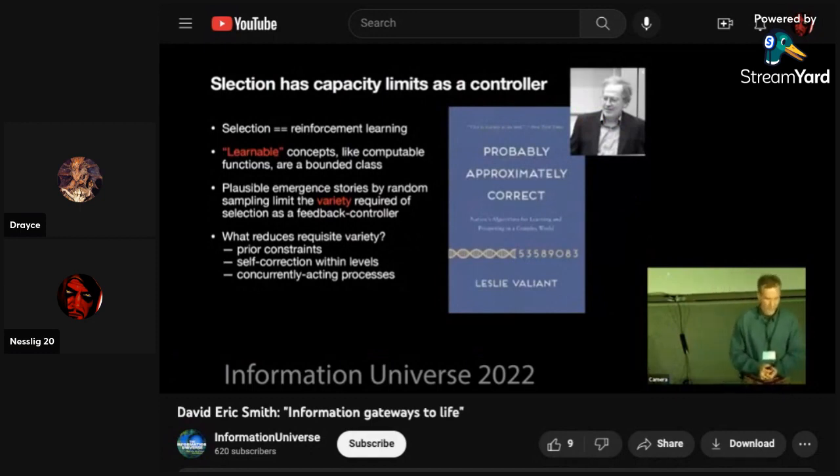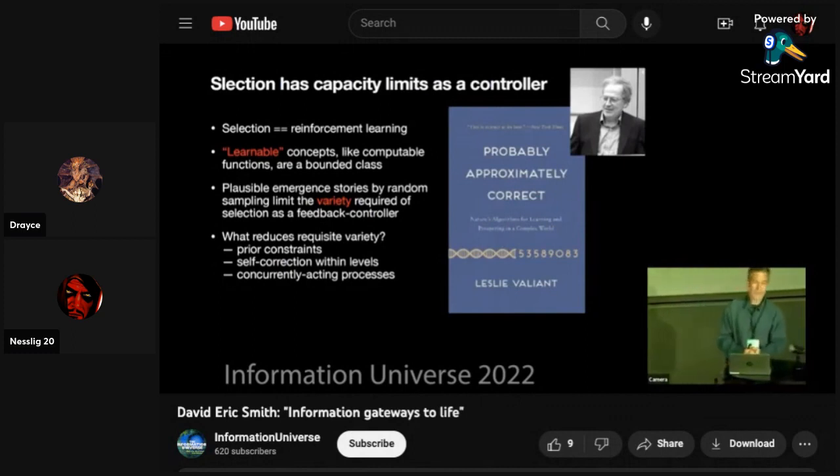Leslie Valiant wrote a wonderful early-stage book, and a paper leading up to it, on what he calls PAC, or probably approximately correct learning. Valiant starts with an observation that we all know, which is that selection is the same as Bayesian filtering, which is the same as reinforcement learning. He goes on to conjecture that the learnable concepts are a bounded category, kind of like the computable functions are a bounded category. And because selection or reinforcement learning is not a strong algorithm, it's actually quite a bounded category. So there's a lot that can't be learned.